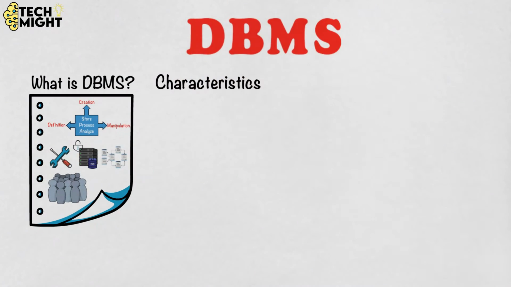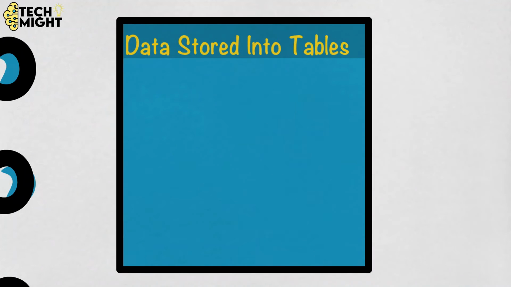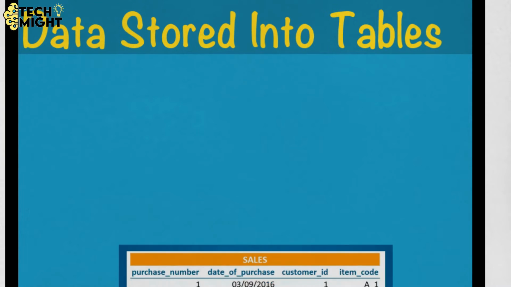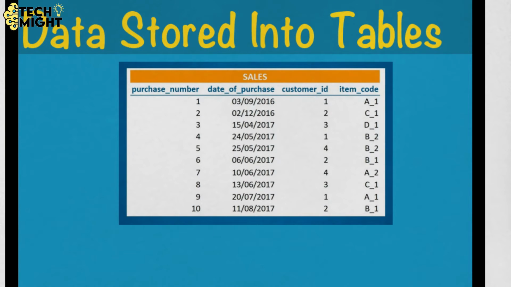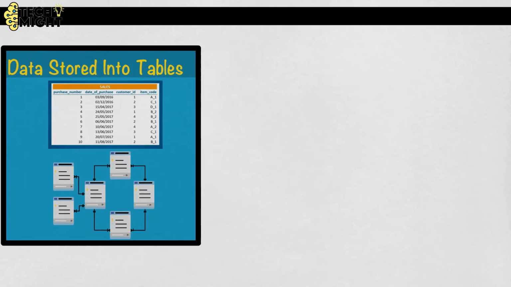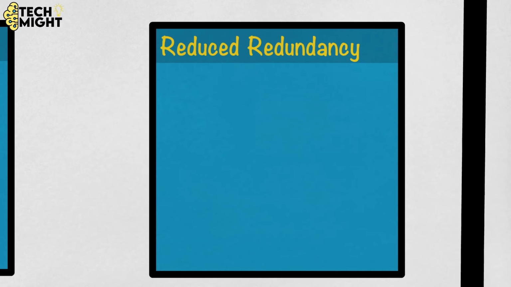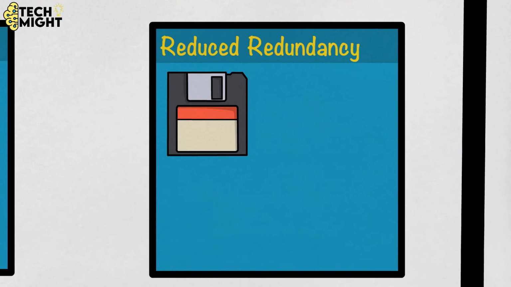Let me tell you about some characteristics of DBMS. 1. Data stored into tables. Data is never directly stored into the database. Data is stored into tables created inside the database. DBMS also allows to have relationships between tables, which makes the data more meaningful and connected. You can easily understand what type of data is stored where by looking at all the tables created in a database.